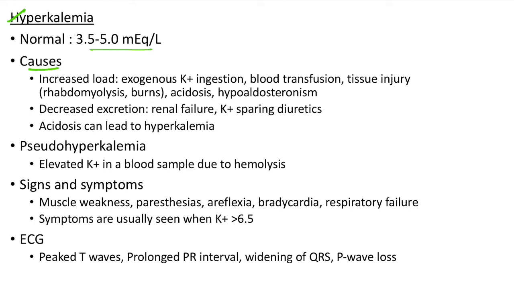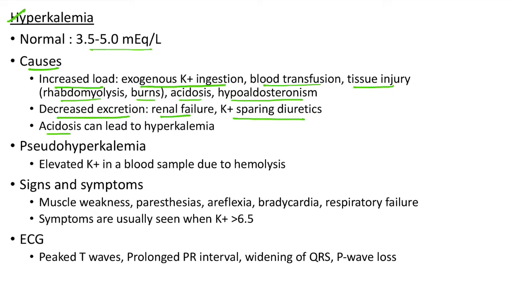What are the causes of hyperkalemia? It can be due to increased load or decreased excretion of potassium. Increased load can occur in exogenous potassium ingestion, blood transfusion, tissue injury like rhabdomyolysis and burns, acidosis, and hypoaldosteronism. Decreased excretion of potassium can occur in renal failure and potassium sparing diuretics. Acidosis can lead to hyperkalemia.